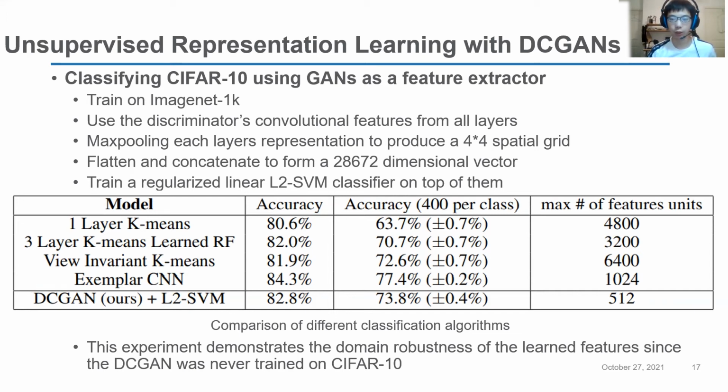which is a technique that trains a normal discriminative CNN in an unsupervised fashion to differentiate between specifically chosen samples from the source dataset. Because DCGAN beats all the other models except Exemplar CNN, this experiment demonstrates the domain robustness of the learned features, since the DCGAN was never trained on CIFAR-10.